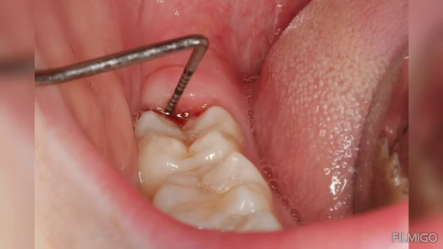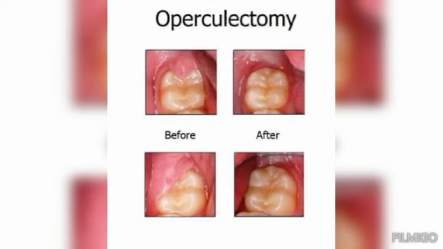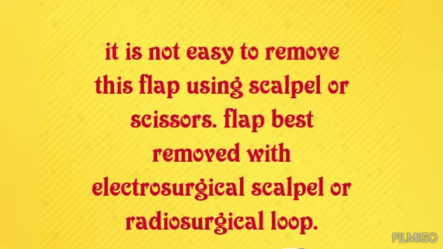In this picture, we have to check with a periodontal probe to identify whether any infection and pocket formation is present. And this is the procedure of operculectomy. In the first and third pictures, there is a flap covering the tooth, and in the second and fourth pictures, the operculum or flap has been removed. This is the procedure of operculectomy.